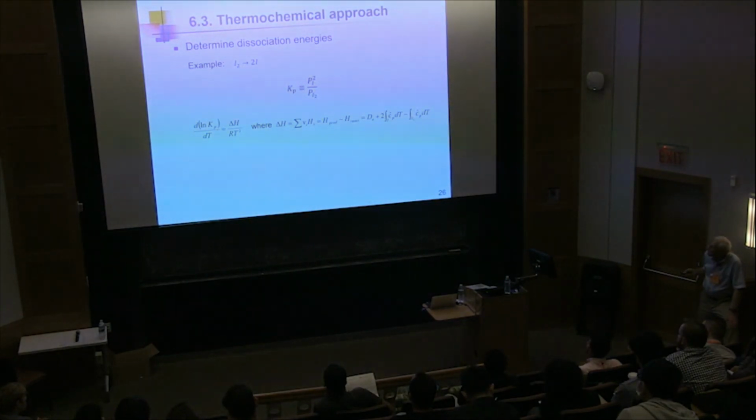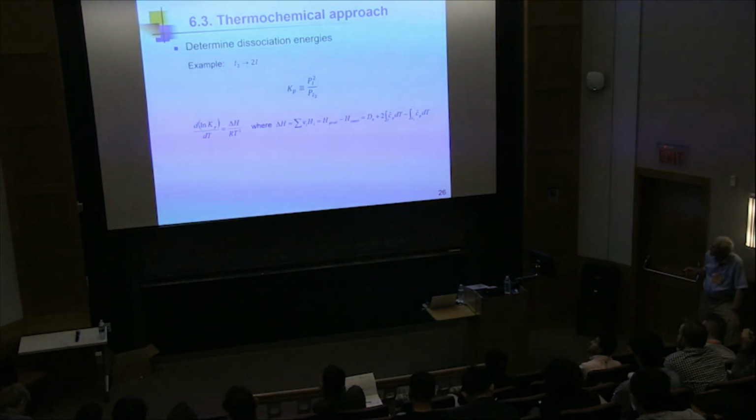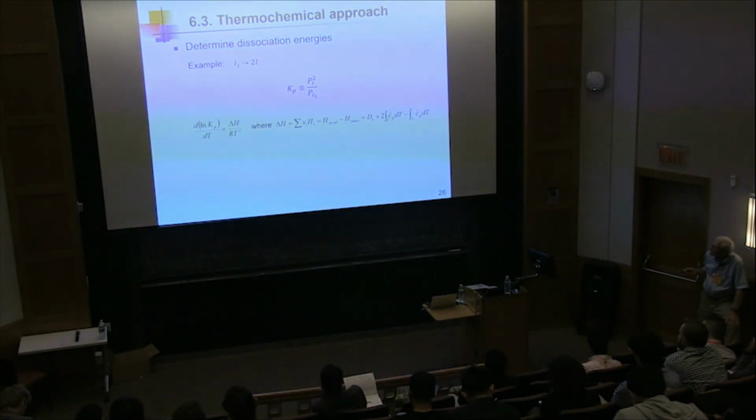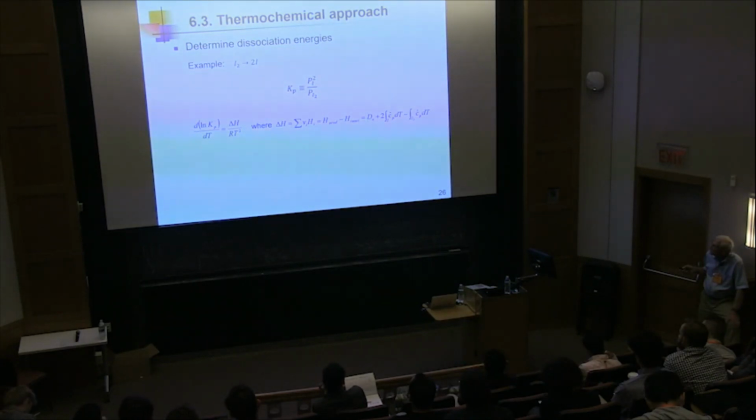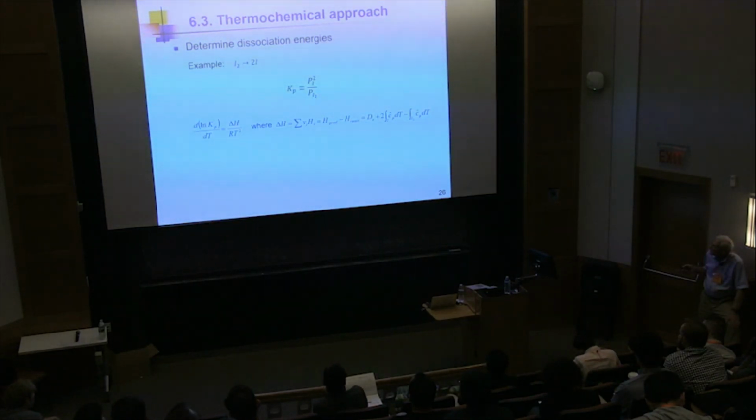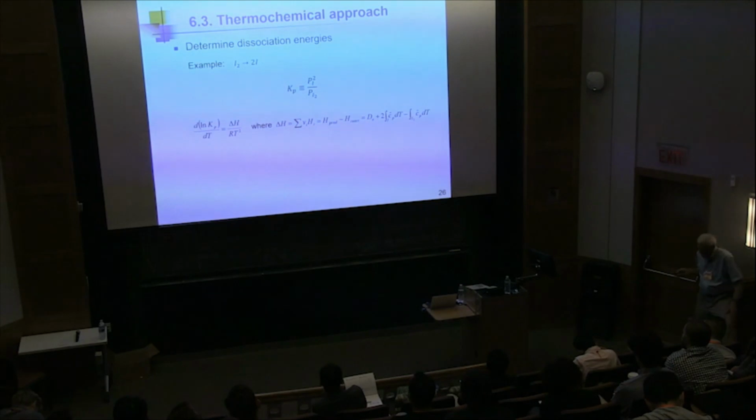And you also know something called Van't Hoff's relation, if you had thermochemistry, that the derivative of log K with T is delta H over RT squared. Delta H is the enthalpy of reaction of the products and its reactants, which is the dissociation energy, plus the sensible enthalpy of the products minus that of the reactants. So what does that mean?